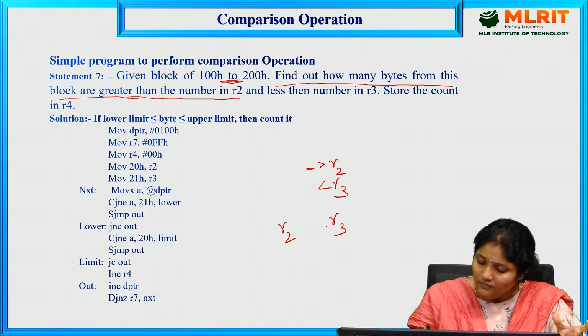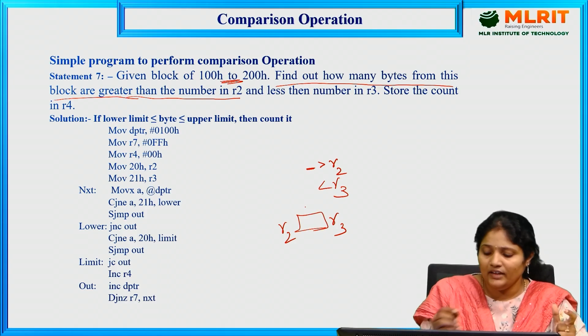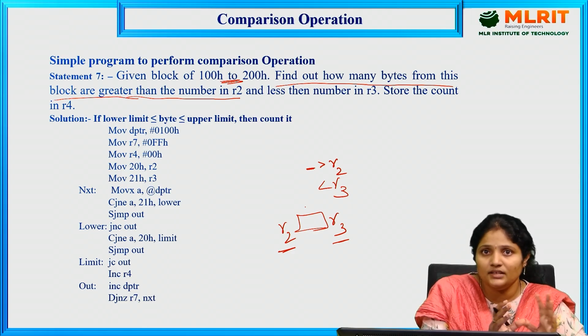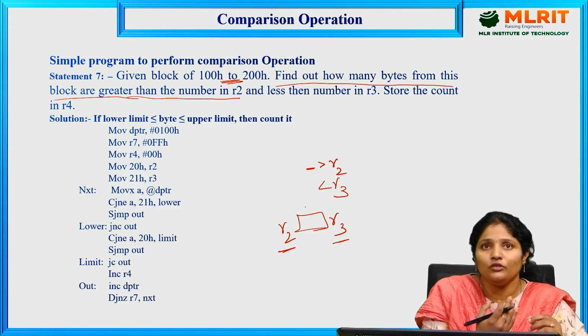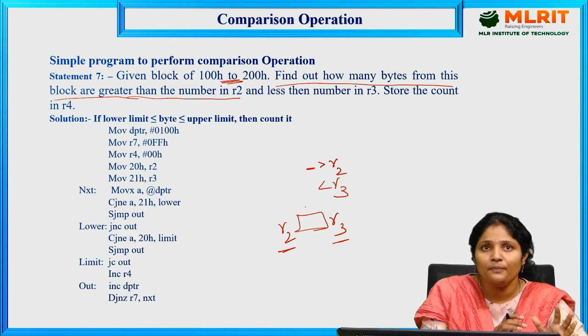So how many numbers are there in between these two limits? I need to find out. So I will keep this as the lower limit and this as the higher limit. I need to check whether the number present in that memory location falls under this condition or not. If it satisfies this condition, then the output will be incremented by 1. So at the end of the comparison, we need to find out how many numbers are within the range or not.